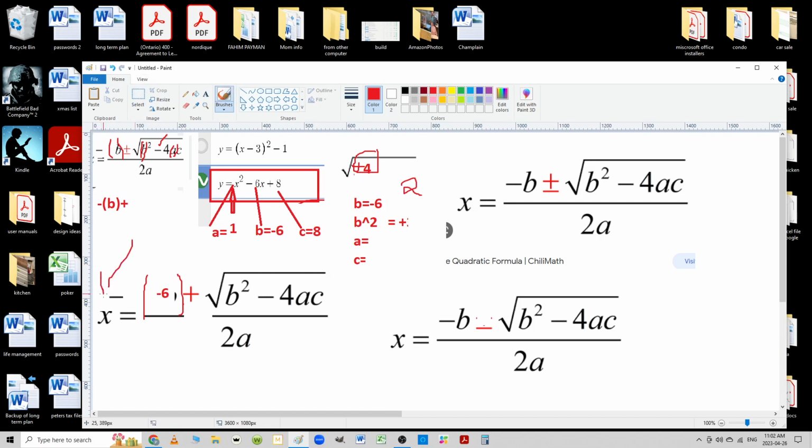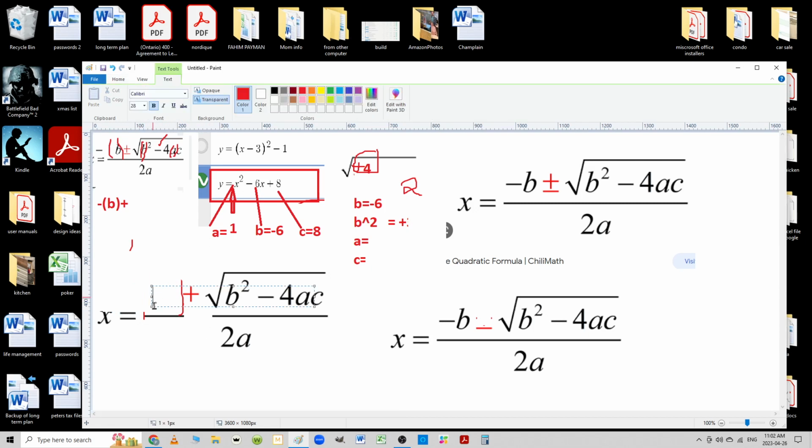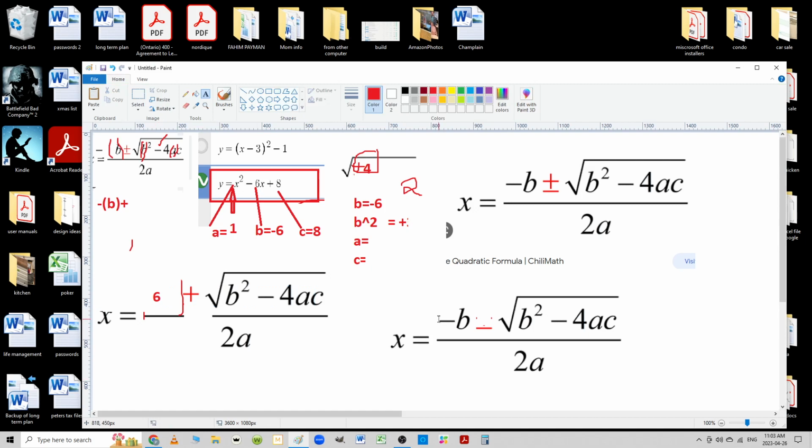It's part of the equation. So it's multiplying the minus 6, which means it's essentially a minus 1 multiplying the minus 6. Minus 1 times minus 6 is positive 6. The discriminant we already figured out was 4. Remember, it was b squared, which was positive 36, minus 32. So that comes out as square root of 4.